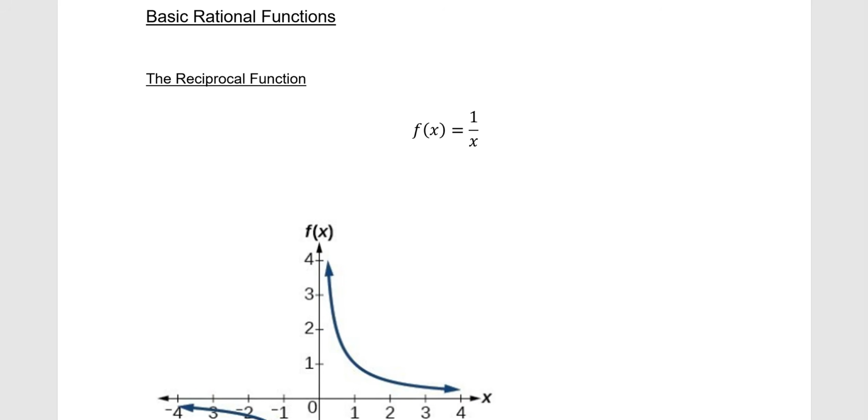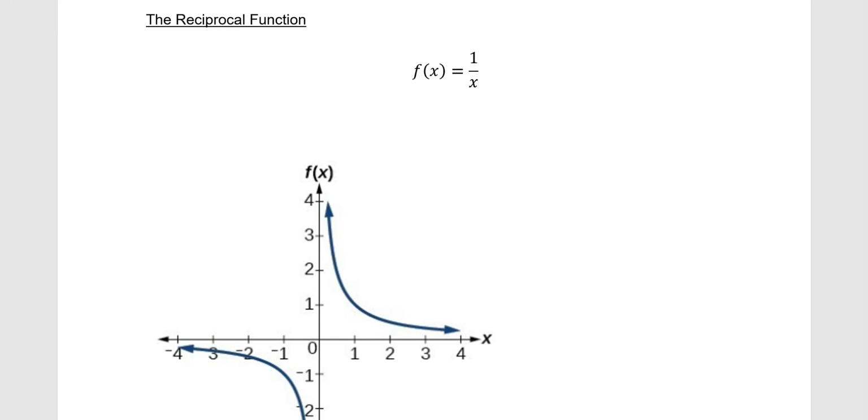Let's go over a couple of what we call basic or parent functions with these rational functions, starting with the first one, which is the reciprocal function. The reciprocal function is f of x equals 1 over x. Let's take a look at the domain here. The domain is going to be all real numbers except for when that denominator is equal to 0, which is when x equals 0.